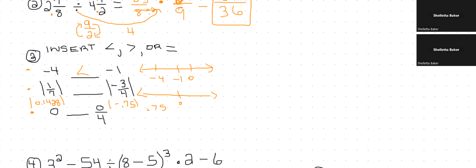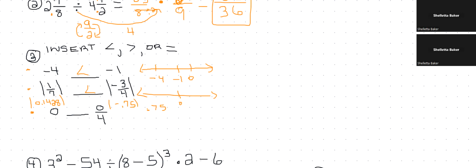Now, how are we going to compare that first number to the second number? Which of these will we substitute? Less than, greater than, or equal to? Well, let's look at it. We have 0.1428 on the left side, and we have 0.75 on the right side. You see that 0.1428 is actually less than the 0.75.